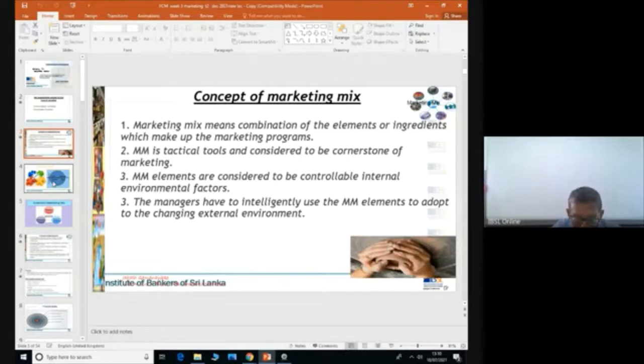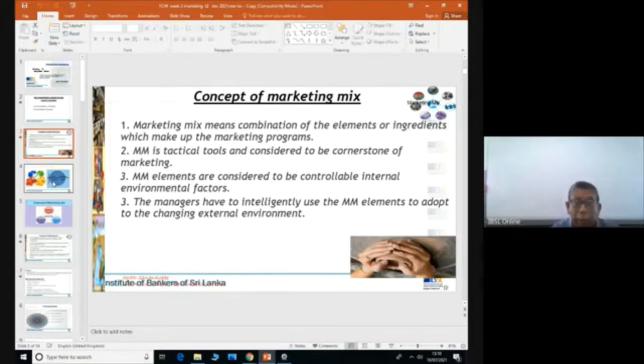So you cannot prepare a jigsaw puzzle without having all these components, right? In order to complete the jigsaw puzzle, you need to have all the elements. Now, the jigsaw puzzle is the marketing mix. What are the elements? We call them product, price, promotion, people, process, and physical evidence.